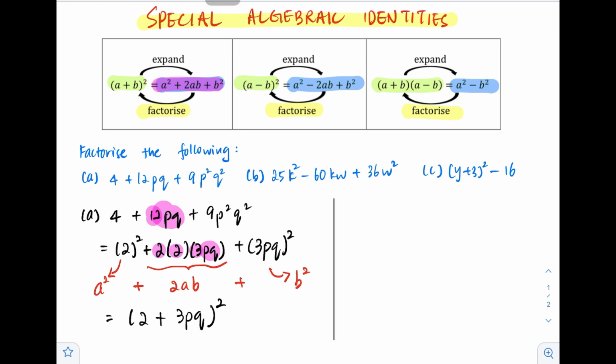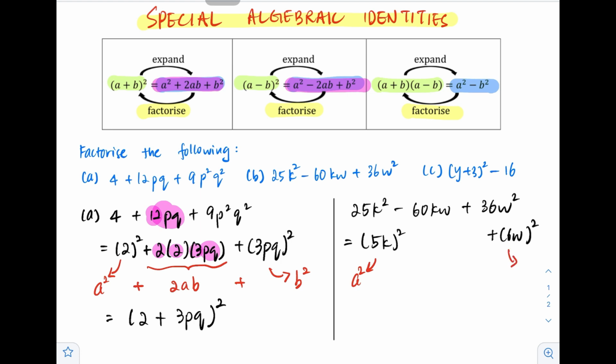If we look at the second example, 25k squared minus 60kw plus 36w squared, we can see that it has a similar structure to a squared minus 2ab plus b squared. But let's try to rewrite our terms first, and we will see that 25k squared can be rewritten as (5k) squared. 36w squared can be rewritten as (6w) squared. So we can clearly identify here our a squared, which is (5k) squared, and our b squared is actually (6w) squared.